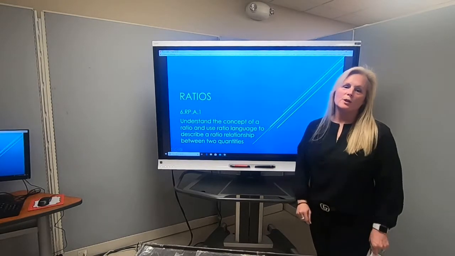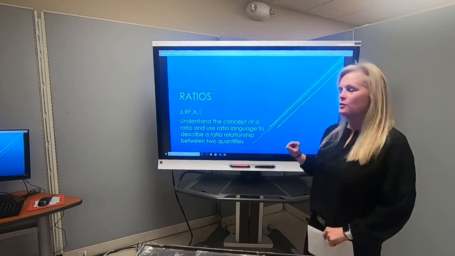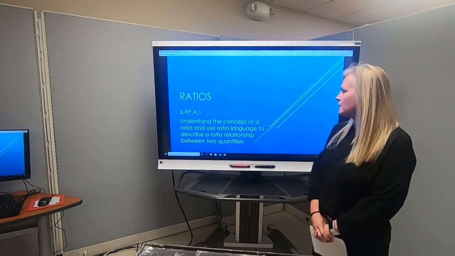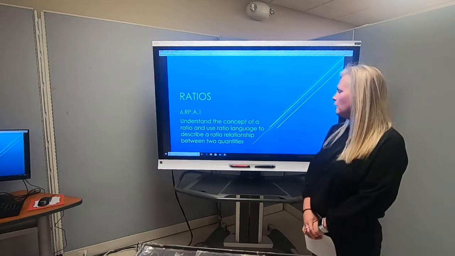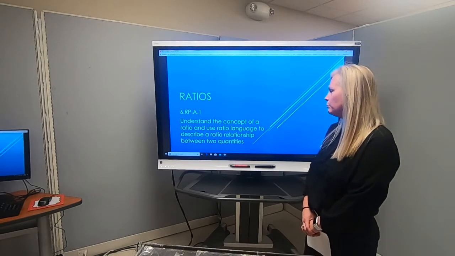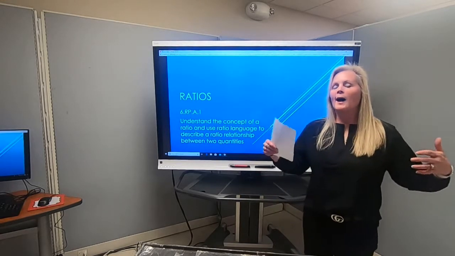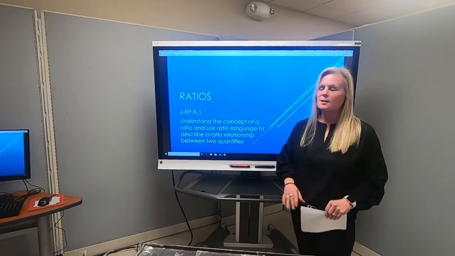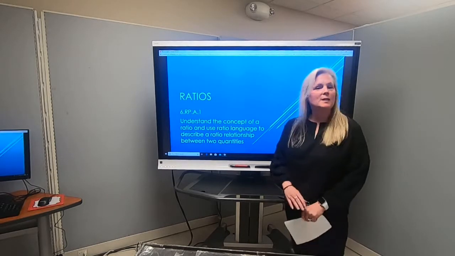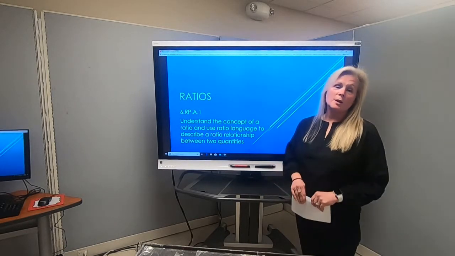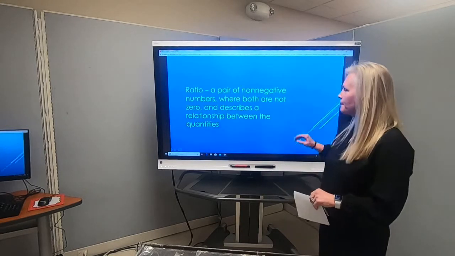Today we're going to talk about ratios. Here's our 6th grade standard: understand the concept of a ratio and use ratio language to describe a ratio relationship between two quantities. Now, I know my 6th graders, when I teach this, some of these words don't make sense to you now, but as we go through the lesson, hopefully at the end, you'll nail it.